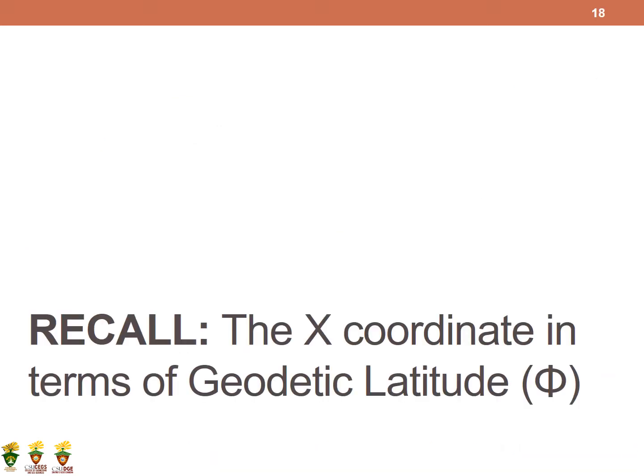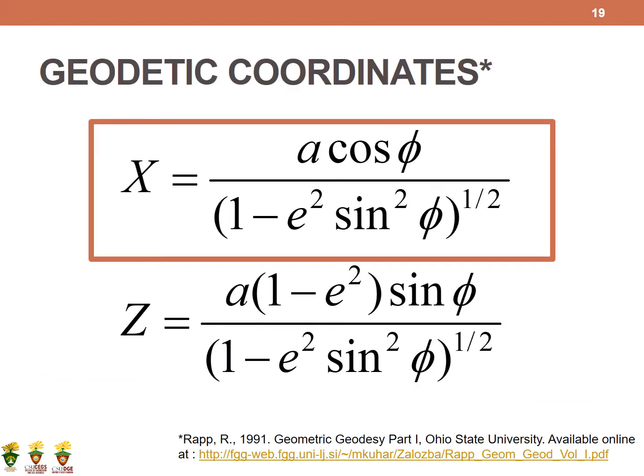So next, we're going to recall the x coordinate of the geodetic latitude. Since we are using geodetic latitude, we need to recall this one. So the x coordinate is just equal to a cosine theta over 1 minus e squared sine squared theta raised to the power of 1/2.